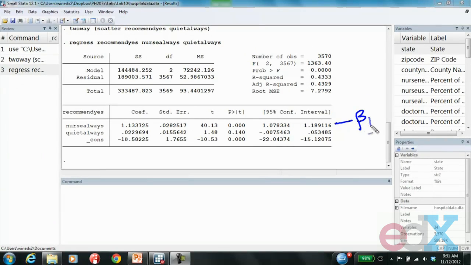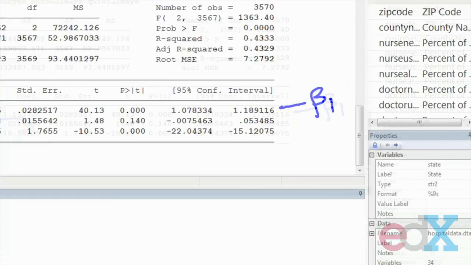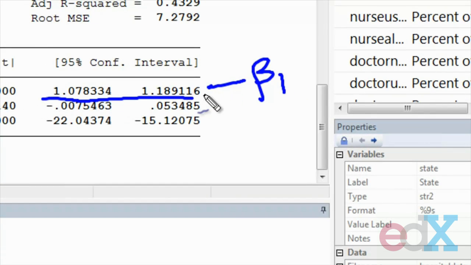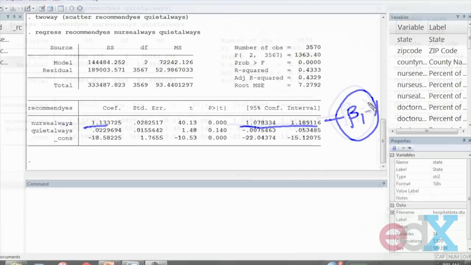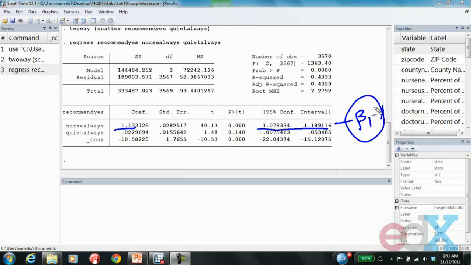First, we have beta 1. We estimate that beta 1 is equal to 1.13 with 95% confidence interval from 1.08 to 1.19. And we can interpret beta 1 hat as for a 1% increase in the percent of patients who say that the nurses always communicate well, we see on average a 1.13% increase in the percent of patients who would always recommend the hospital when the percent of patients who say the hospital is always quiet is fixed. So remember, when we have this multiple linear regression model, we have to interpret our coefficients conditional on the value of the other covariates. So we condition on quiet always, and we look at the impact of nurse always on the outcome.